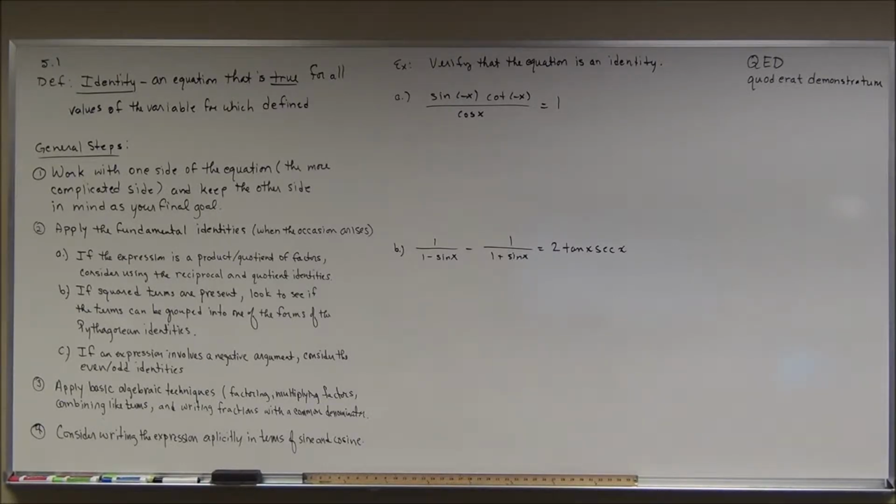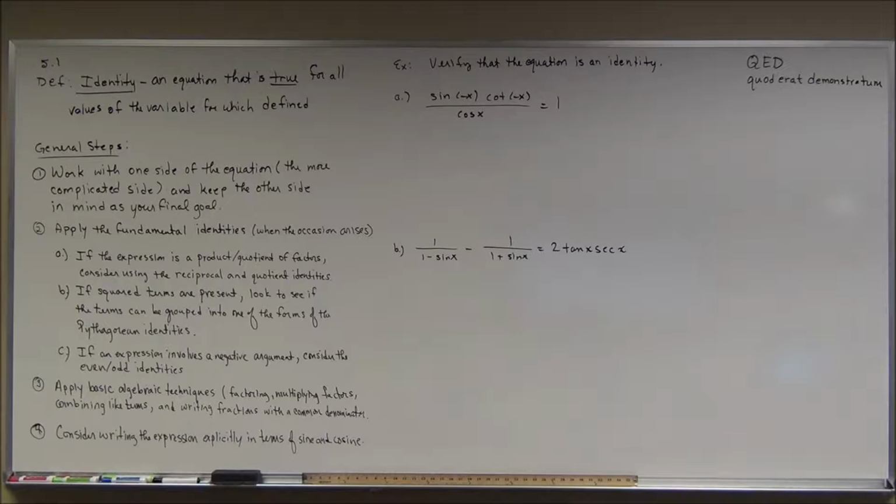Now remember, an identity is an equation that's true for all values of the variable for which it's defined. So we're going to use these general steps, and this is very general as I have described. Step 1, work with one side of the equation. And typically the best one to work with is the more complicated side. But at the same time, make sure that you know what the other side of the equation is, and keep that in mind as you're working towards making one side equal to that side as your final goal, as I have written down.